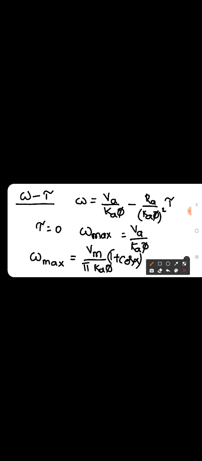Now we can change the characteristics as the maximum speed changes. How does it happen? It happens by changing the value of firing angle alpha. Suppose, for example, when alpha is equal to 0, then what is the equation? 2 Vm by pi into Ka pi. When alpha is equal to 90 degrees, then it is Vm by pi into Ka pi. When alpha is equal to 180 degrees, then it is 0.